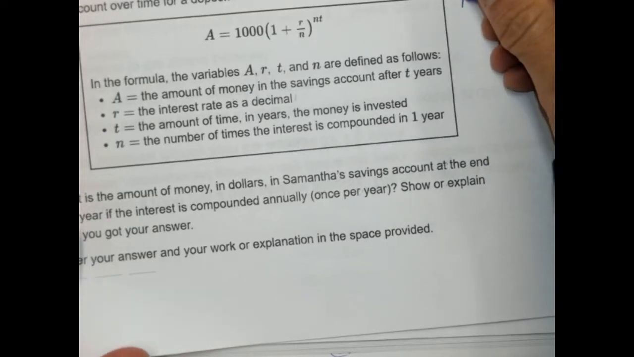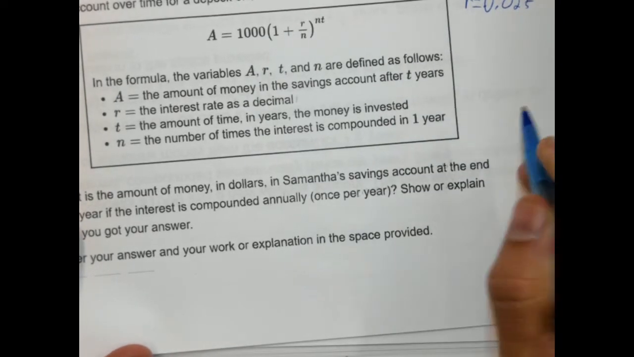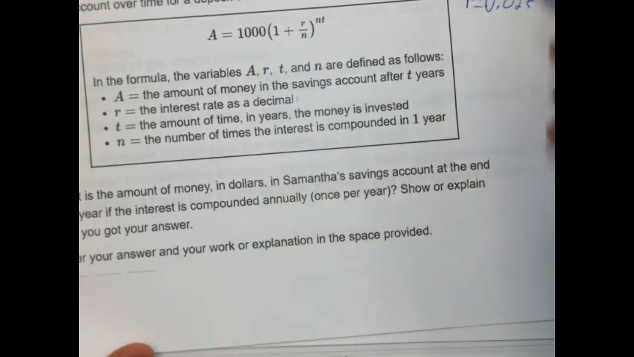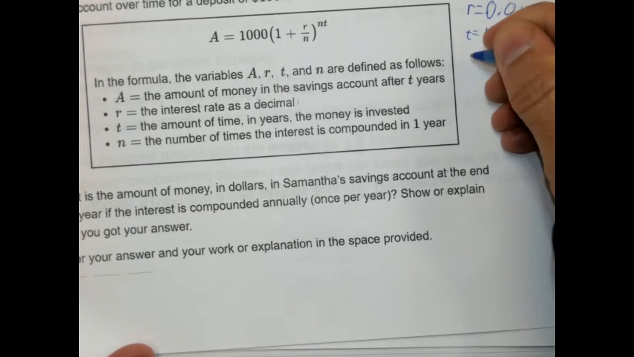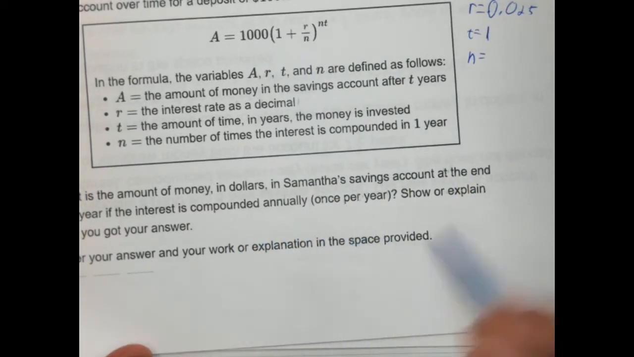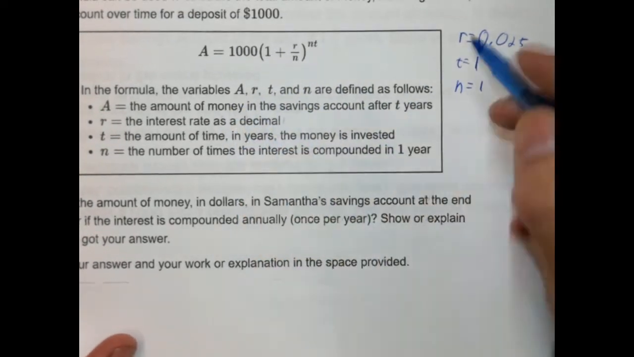So the R is going to be 0.025. It says in 1 year, so T is going to be 1. And then N is the number of times it's compounded annually. It says once per year, so that's going to be 1 as well. So these are the values we're going to plug into this formula.